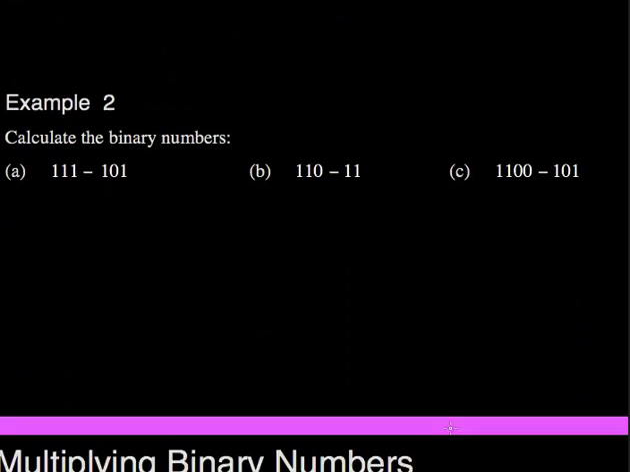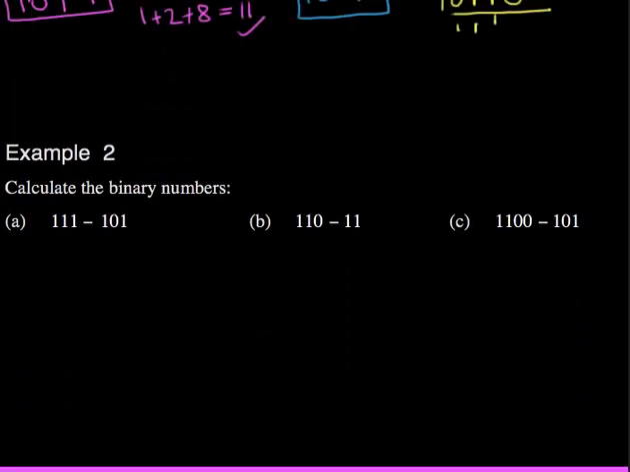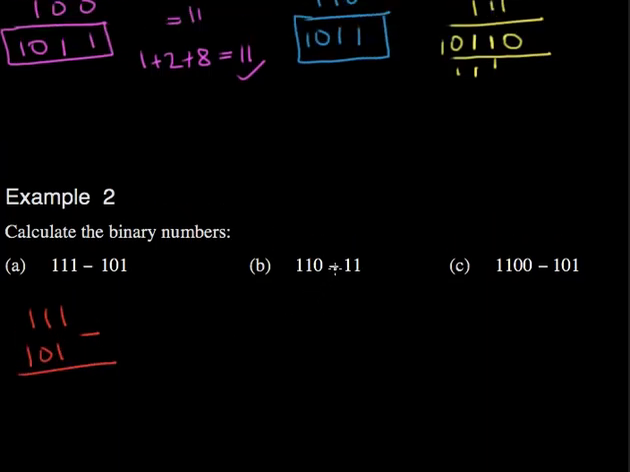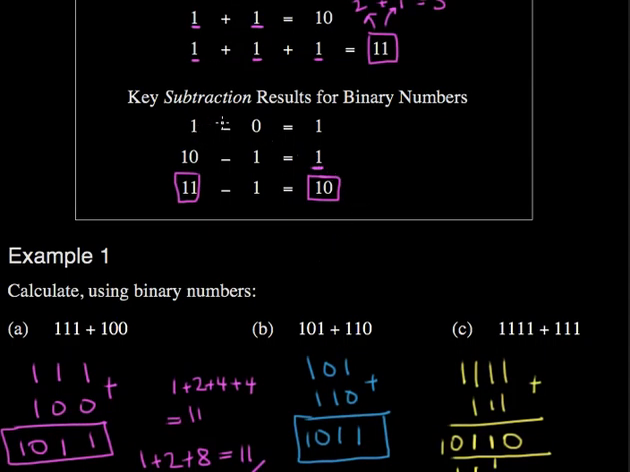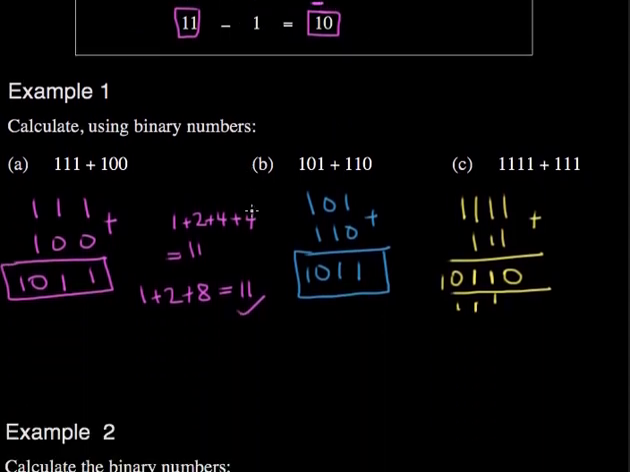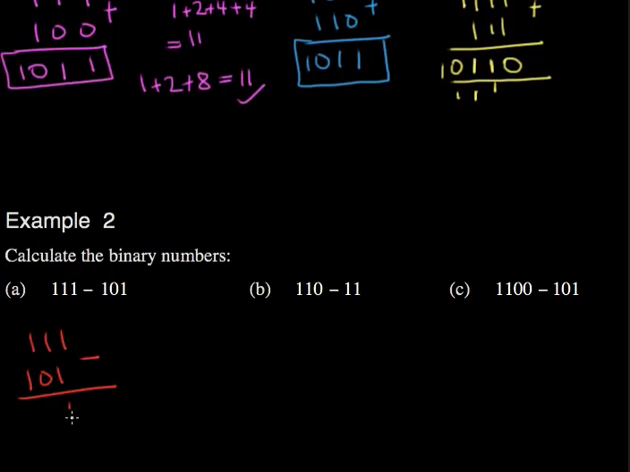What about subtraction now? This should be very similar. If we start with 111 and we subtract 101, let's remind ourselves what we had before. So 1 minus 0 is 1. Oops. What was 1 minus 1? That was 0. 1 minus 0 is 1. And 1 minus 1 is 0. So we don't need to write the 0 in the front here. This is just the number 10.